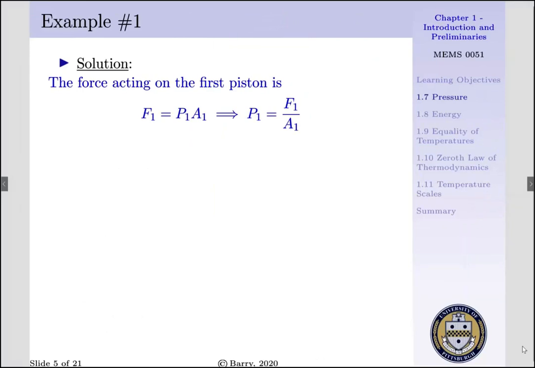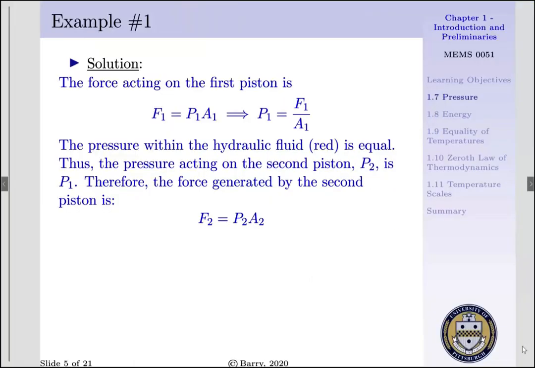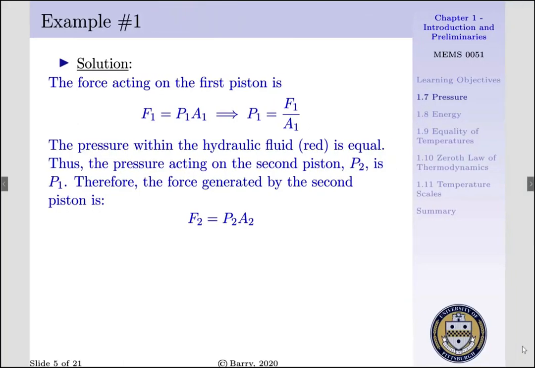For us to begin, the force acting on our first piston, F1, is equal to P1A1, or our pressure acting on that piston is our force F1 per A1. Now the pressure within our hydraulic fluid is equal. That is, the pressure everywhere within our hydraulic fluid is going to be described by P1. Thus, the pressure acting on our second piston, P2, is identically equal to P1. The force generated by our second piston is P2A2.